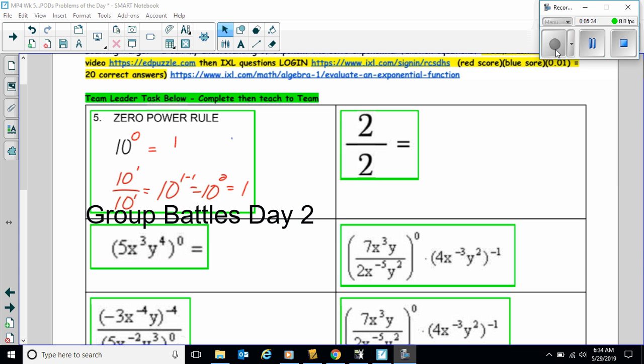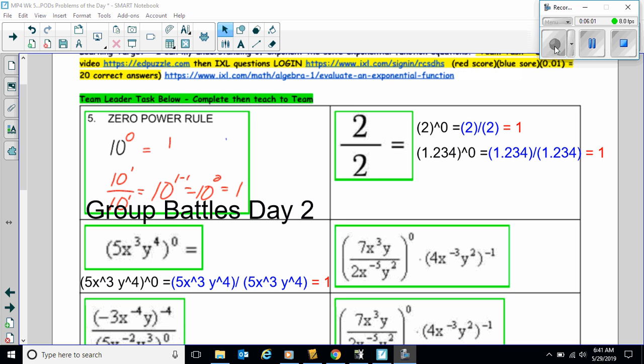We are now on our 0 power rules. So, team, you talk about this. You don't need a full 30 seconds on this. I want to say maybe 15 seconds at the most. Consider what the value of (5x^3 y^4)^0 is. And then come on back. Make sure you have an explanation.